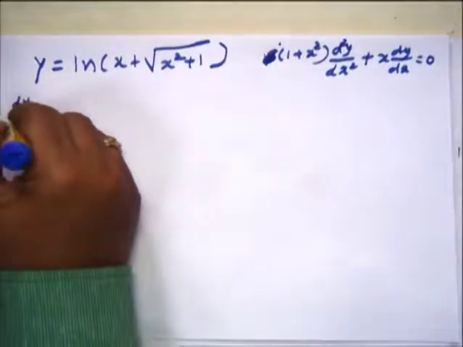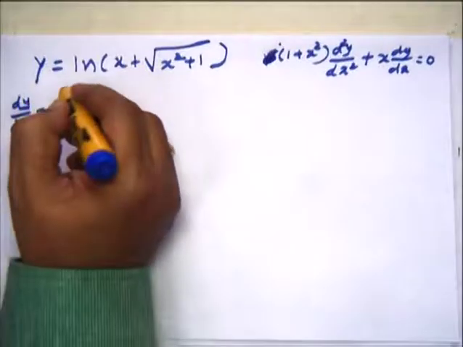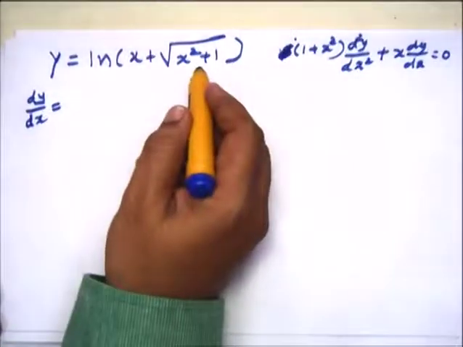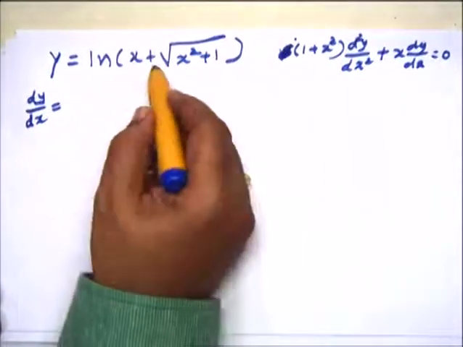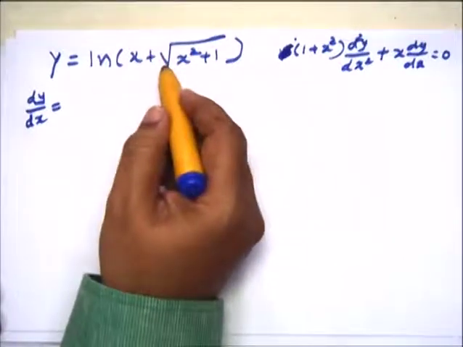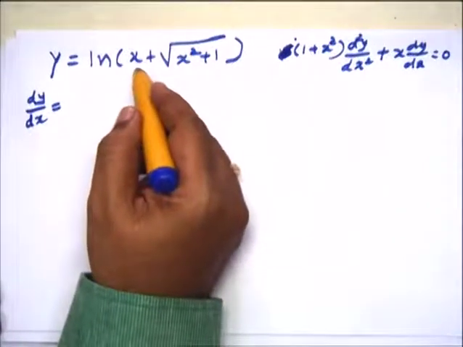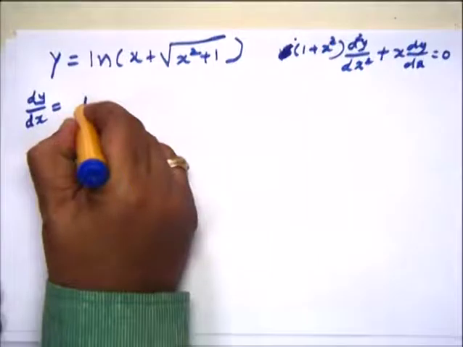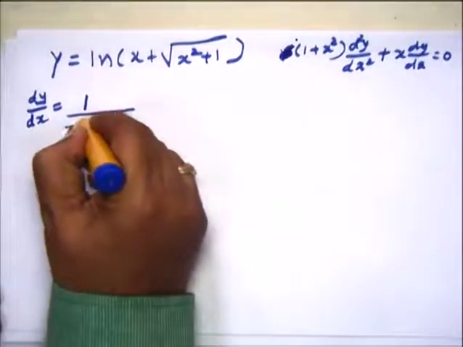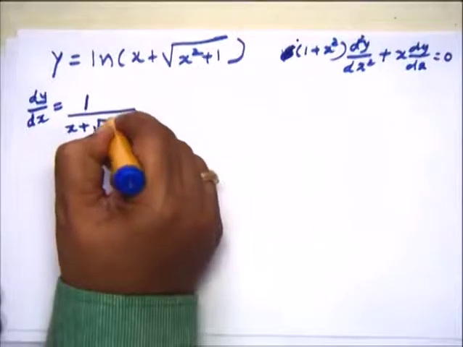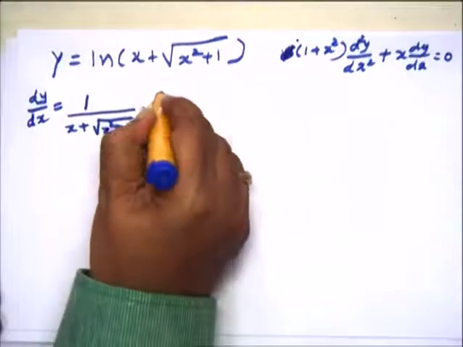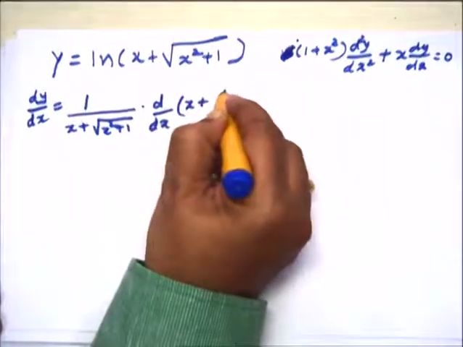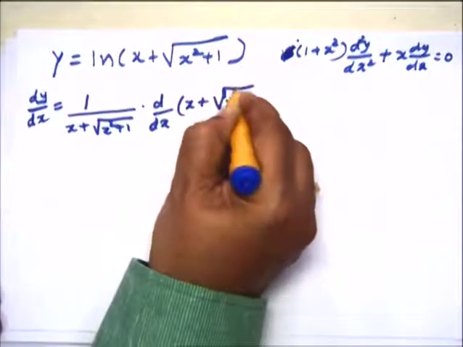Now first we'll find the derivative of y with respect to x. If we want to get the derivative of y with respect to x, here we must use the chain rule. Derivative of log x is 1 upon x, and here in place of x we have this expression, so we multiply by its derivative. So here we have 1 upon x plus root of x square plus 1 into d by dx of x plus root of x square plus 1.